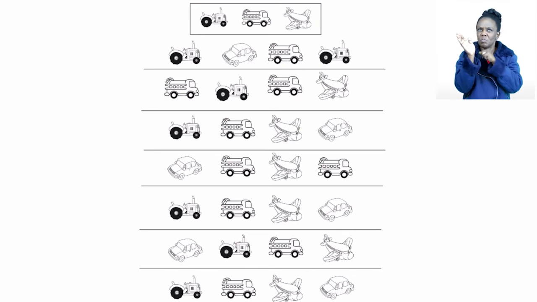The next one you can do by yourself as well as the rest to come. Remember, our pattern is a tractor, a bus, and an aeroplane. Color neatly and make sure that you are coloring the correct types of transport. Enjoy yourself.